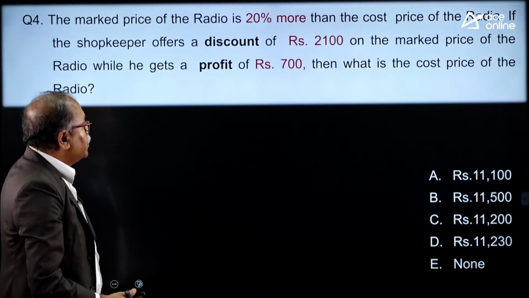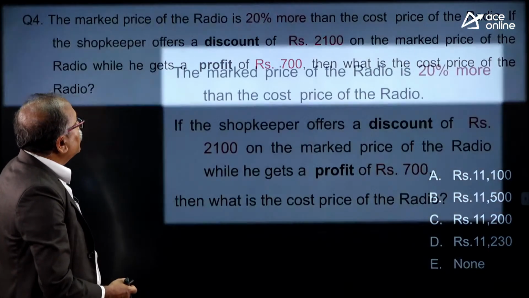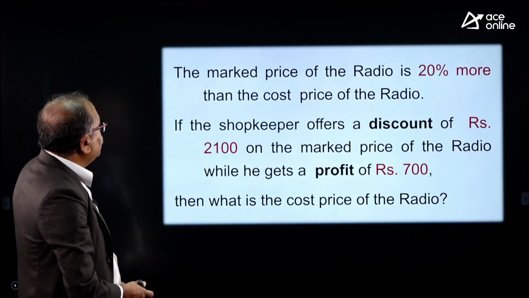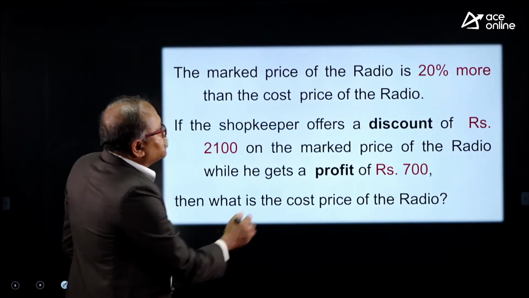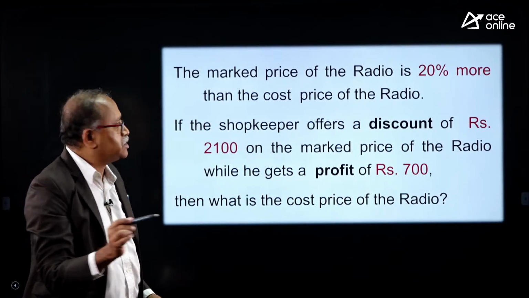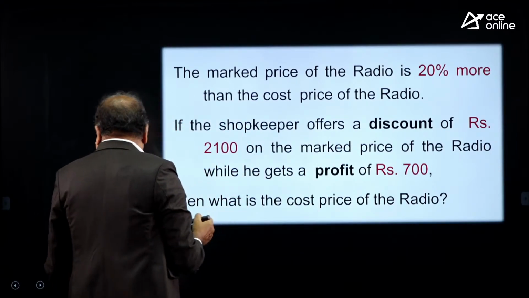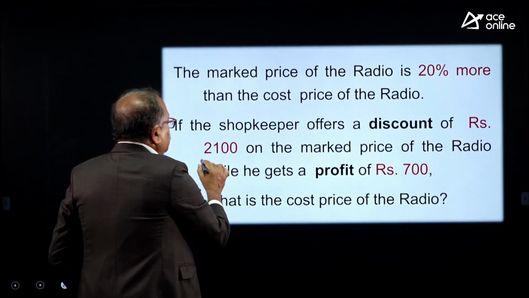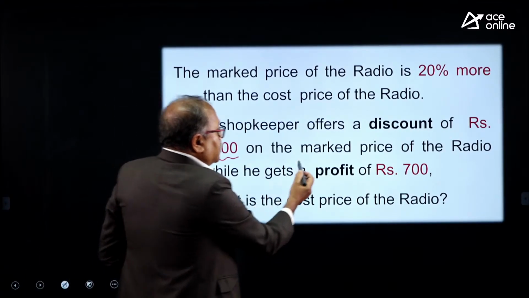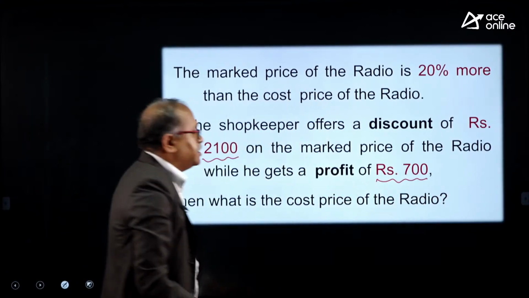The next question is question number 4. What is this question all about? We will have a closer look at this question. Here it says the mark price of a radio is 20% more than the cost price of the radio. That means the markup is 20%. Now, the shopkeeper offers a discount of rupees 2100. So the discount is given in terms of value on the mark price, while he gets a profit of rupees 700.